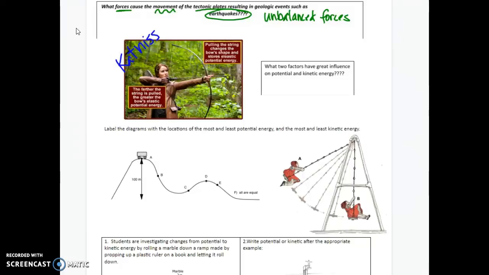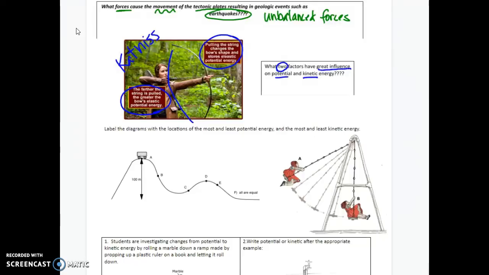All right, let's look at Katniss here. Katniss has a bow and arrow. She's pulling the string, which changes the bow's shape and stores that elastic potential energy, that stored energy because of the stretch of that bow and the change in the shape. The farther she pulls, the more potential energy she is giving that bow, because that way the arrow will go faster. You increase the potential energy.